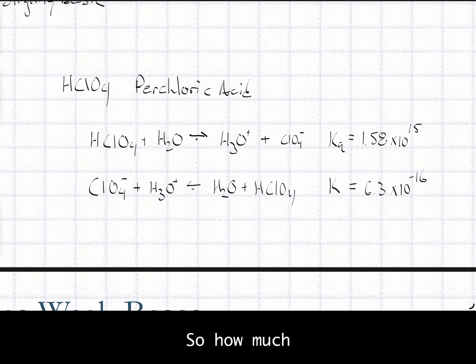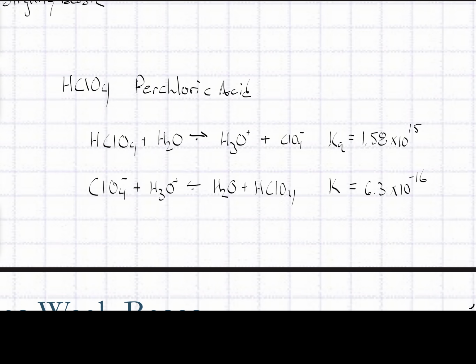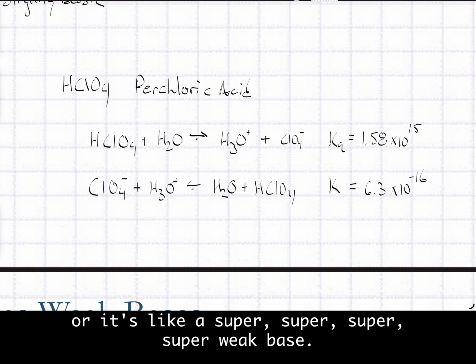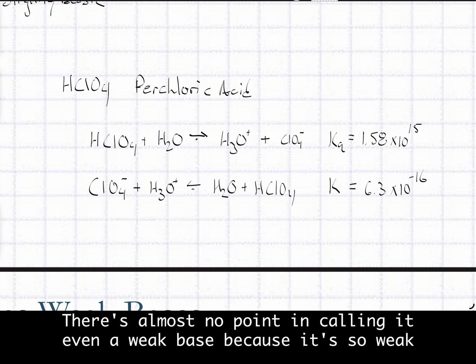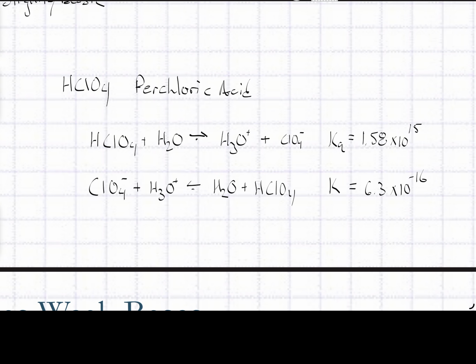So how much is perchlorate actually going to grab hydrogens to turn back into perchloric acid? Practically none. Practically none at all. So we can say it, quote unquote, acts like a base, or it's like a super, super, super weak base. There's almost no point in calling it even a weak base because it's so weak that it won't have any effect on the actual pH.